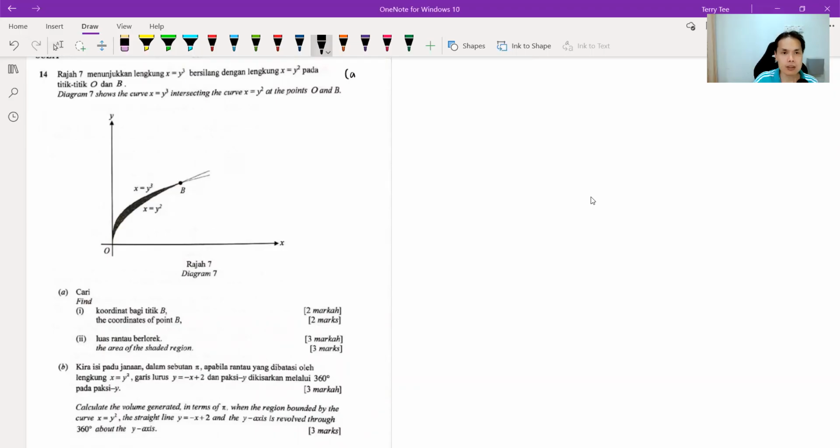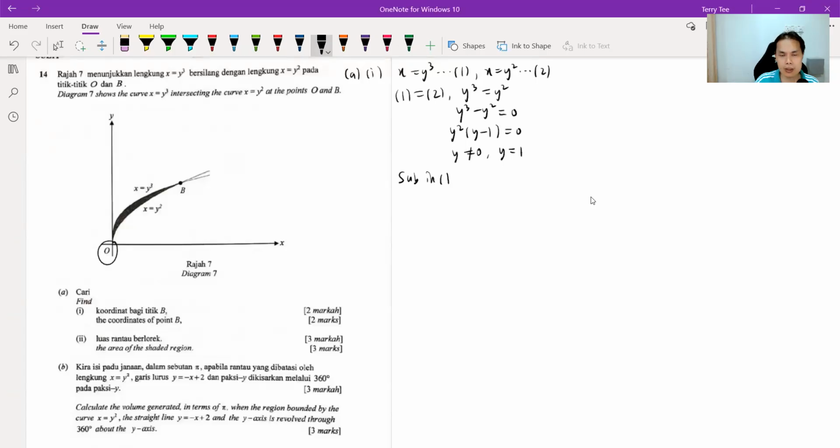So the first part we can actually solve them simultaneously. x equals y cubed, equation 1. x equals y squared, equation 2. Basically, equation 1 is equal to equation 2. So your y cubed is now y squared. Bring your y squared over. Factorize your y squared. Now, obviously, your y cannot be 0 because 0 is point O. I want to find the coordinates of point B. Your y must be 1. When you sub into equation 1 or 2, your x is also 1. Therefore, the coordinates of point B are just (1, 1).